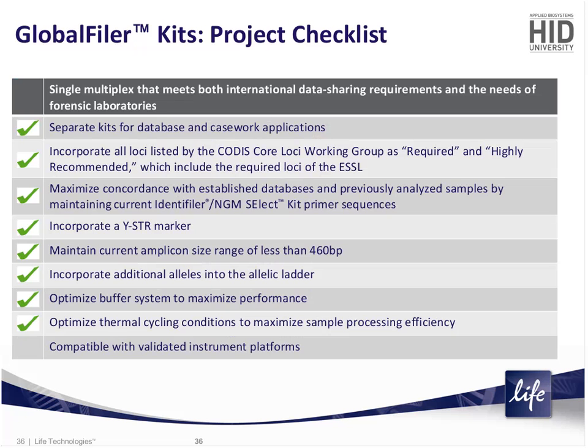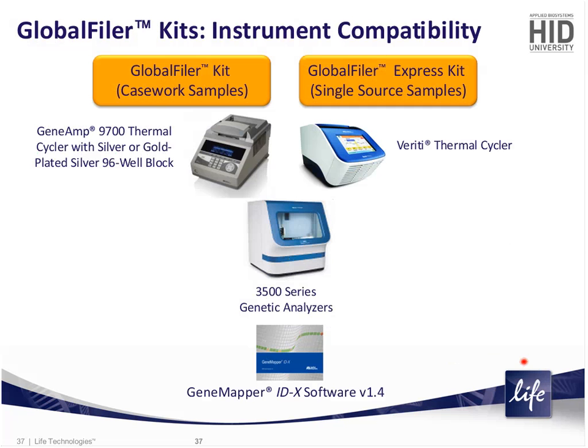So we've optimized our buffer systems to maximize performance for both single source samples in the Express kit and for casework samples in the standard GlobalFiler kit. And we've managed to shave some additional time savings in the thermal cycling conditions also. But what about the platforms on which these systems can run? Well, we know many laboratories have either the 9700 with silver or gold-plated silver 96-well blocks, because those are the blocks that have been traditionally validated with our chemistries, but also the Veriti thermal cycler is now supported for use with all of our AmpFLSTR kit products, and therefore what we've done is develop the chemistry on the Veriti and verify the chemistry on the 9700, so either of these platforms is perfectly acceptable.